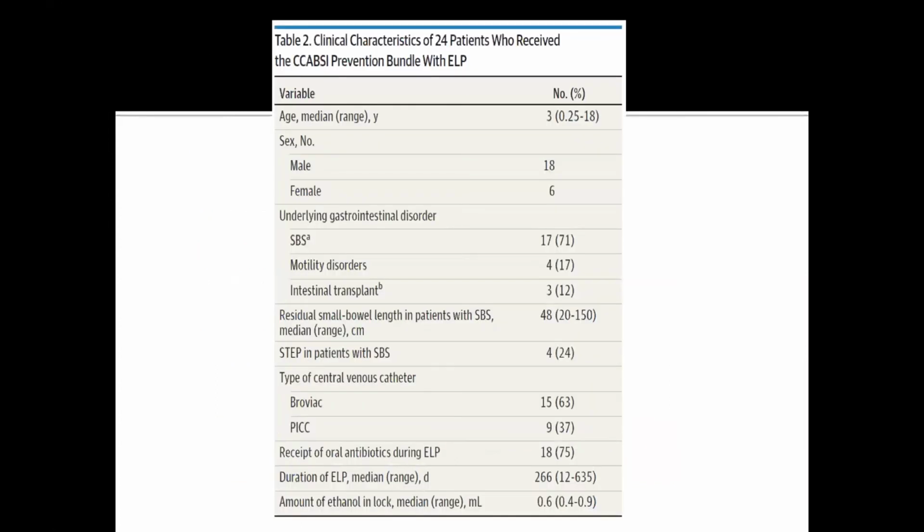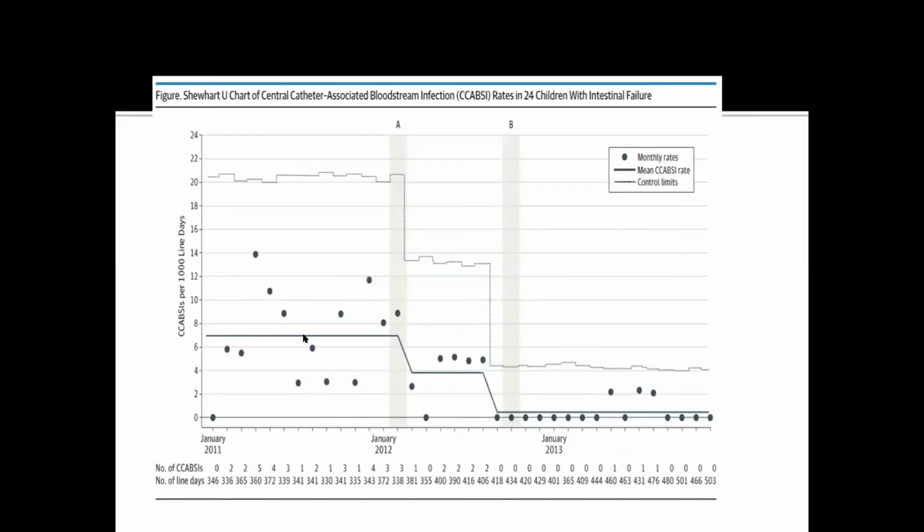Another study, the lines they were using were Broviac and Hickman lines, and they compared their control group with the patients with ethanol lock, and you can see the difference in risk of infection per 1,000 days of central line in place. So introduction of ethanol lock reduced infection significantly.